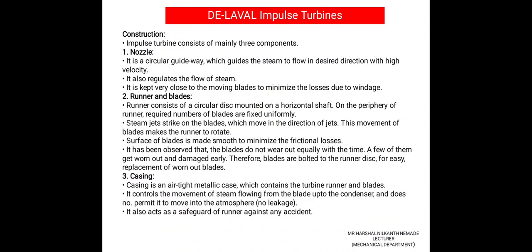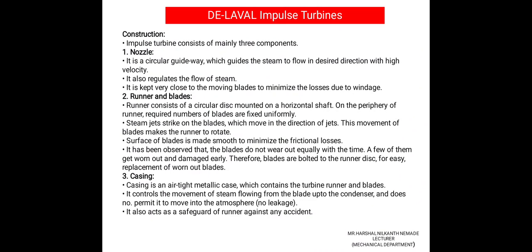Now, dual impulse turbine construction. Impulse turbine consists of mainly three components. First, nozzle. It is a circular guide way which guides the steam to flow in the desired direction with a high velocity. It also regulates the flow of the steam. It is kept very close to the moving blades to minimize the losses due to windage.